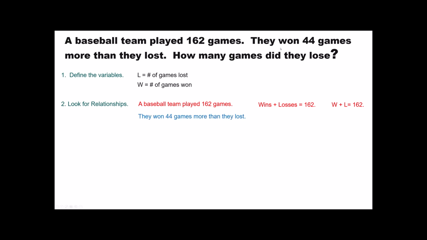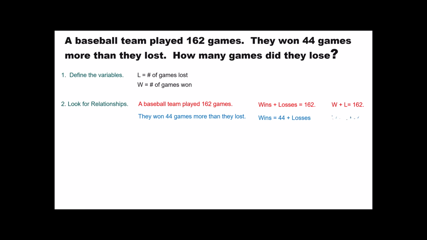Let's look at the second sentence. They won 44 games more than they lost. They, being the baseball team, win 44 games more than they lost. So however many they lost, the number of wins was 44 more than that. So I take my losses, add 44 to it, and it gives me my number of wins. You could also think of that backwards and say your wins take away 44 equals your losses, but this is a more literal translation of what's written.